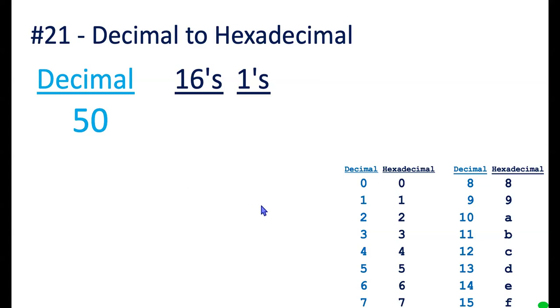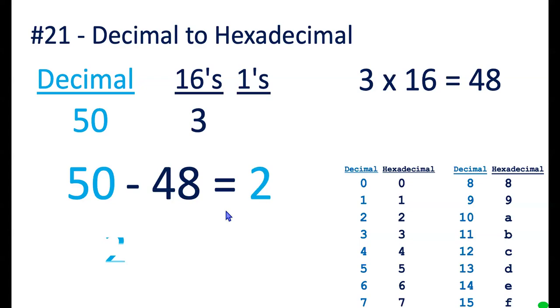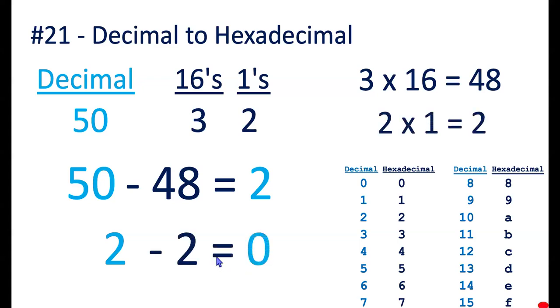Okay, how about 50? What's the equivalency here? How many 16s am I going to give you? How many 16s? 1, maybe more, 2? How about 3? Yeah, 3 16s is 48. Now what do I owe you? $2. I give you two $1 bills. There we go. Now I owe you nothing. 3 times 16 is 48, plus 2 times 1, 2. 48 plus 2 is 50.